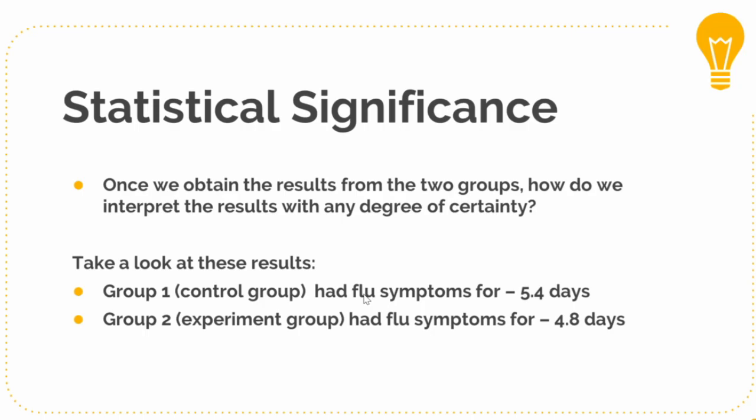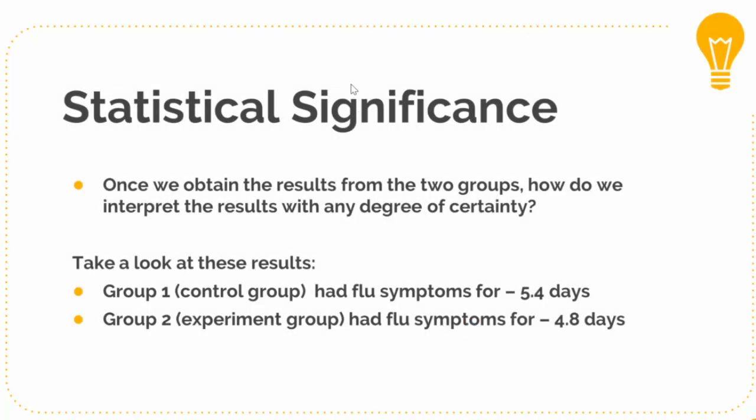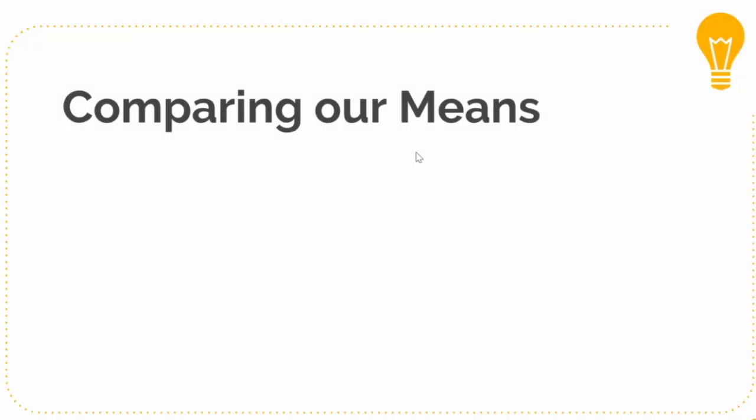Our control group had an average symptom duration of 5.4 days. Our group 2, which is the experimental or treatment group, had flu symptoms for 4.8 days. So now you may say, oh, look, there's a difference. That means the flu medication worked. However, we can't conclude that. And that's why we need to look at statistical significance to be sure.